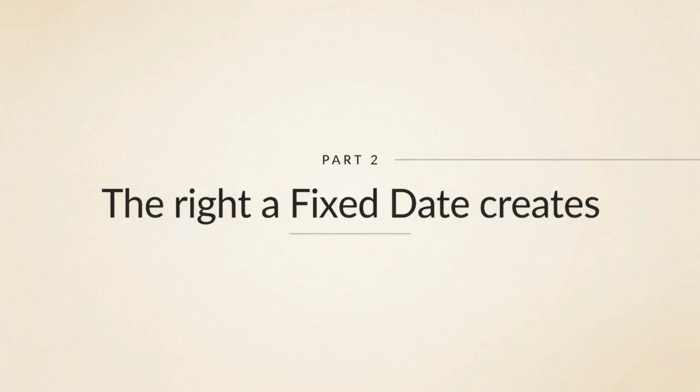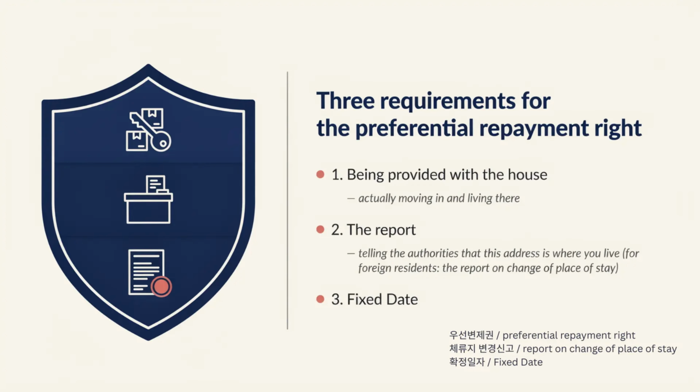Now let us look at what right a fixed date creates. Securing an order for getting the deposit back requires 3 things. The first is being provided with the house. That means actually moving in and living there. The second is reporting to the authorities that this address is where the lessee lives. For foreign residents, the report on change of place of stay serves as this report. The third is the fixed date. Meeting all 3 creates the preferential repayment right.